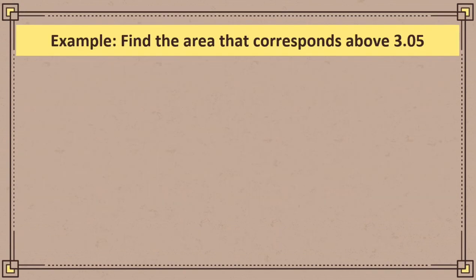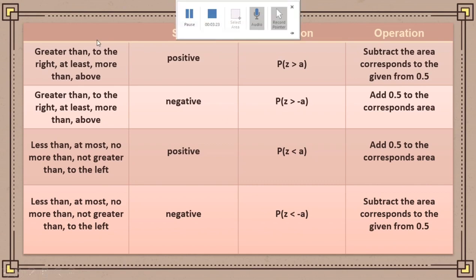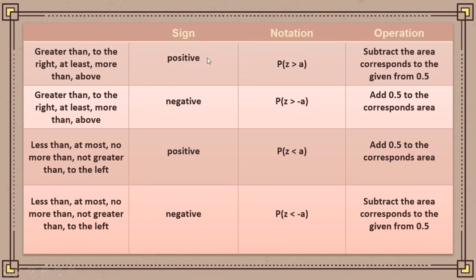Another example, find the area that corresponds above 3.05. As we observe here, we have a clue word, above. We have some cases and conditions to follow. I will explain this to you. If you have the clue words greater than, to the right, at least, more than, and above, and your given is positive, after getting the area of our given z value, we will subtract the area from 0.5.